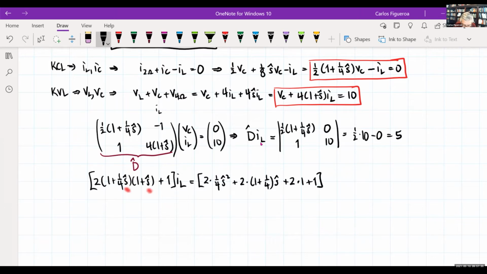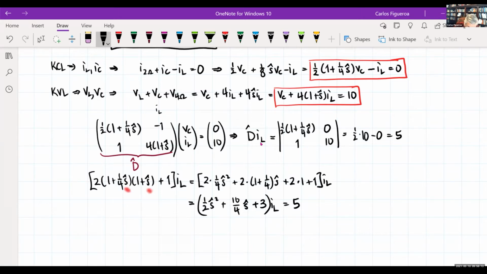So I got 2 times 1, so there it is, plus 1. If I clean this up a little bit, let's write this out. So I'm going to get 1/2 s hat squared. This guy's going to give me 5/4 times 2, which will give me 10/4, which is the same as 5/2. But I'll leave it like that for right now. And then 2 plus 1 should give me 3. This is on IL, and now this is 5.